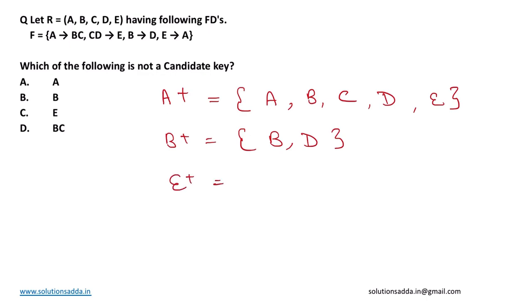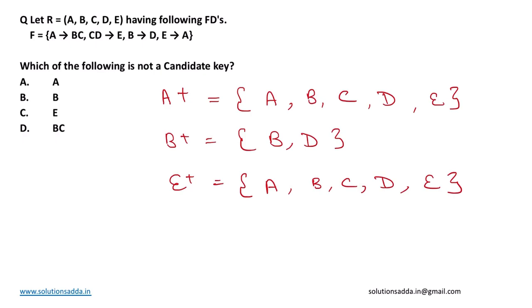Closure of E is E determines A and since A determines BC, B determines D and CD determines E. Therefore closure of E is A, B, C, D, E.